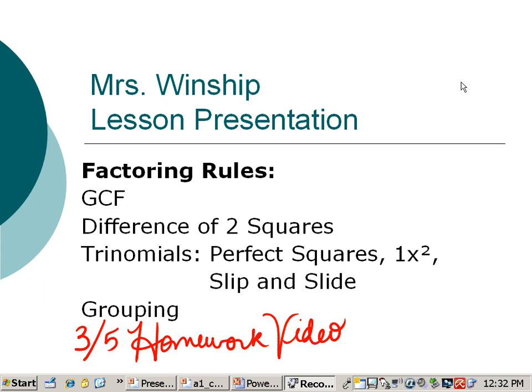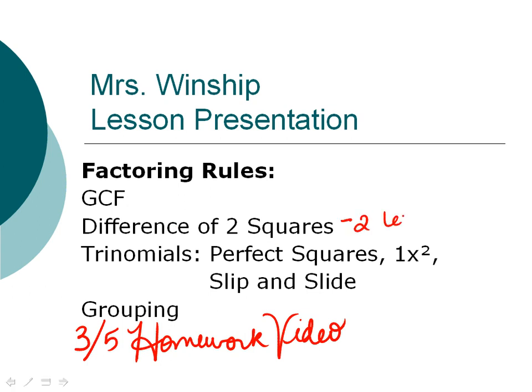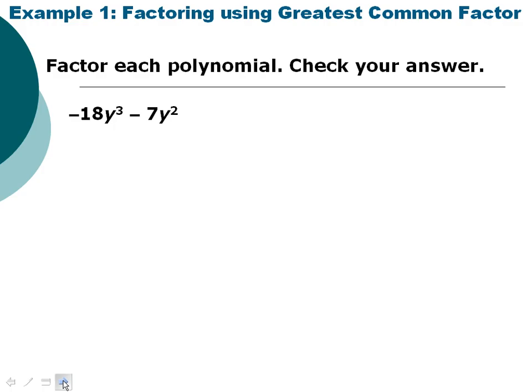and it has to do with all the different factoring rules in one video. So here are the different things that you have to know. You have to know how to do greatest common factor, the difference of two squares, which only has two terms. Then we have trinomials, which have three terms, and grouping, which has four terms. All right, let's try the first problem.